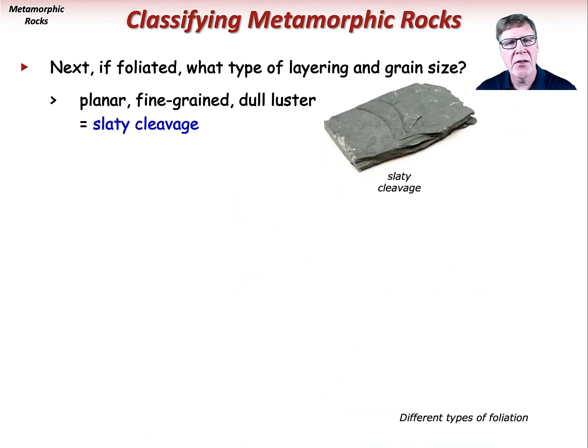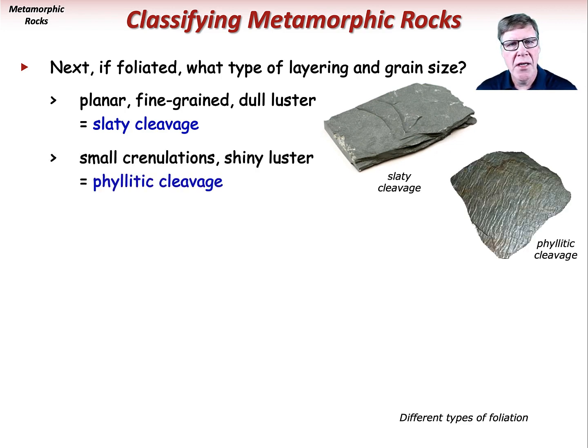A rock with slaty cleavage breaks along relatively planar layering, is fine-grained, and is rather dull and doesn't reflect light that well. A rock with phyllitic cleavage has small parallel wrinkles or crenulations with a shinier luster.